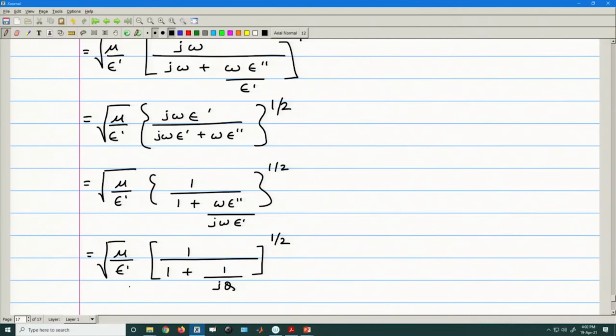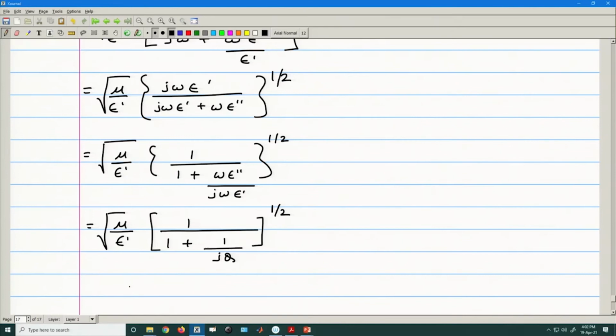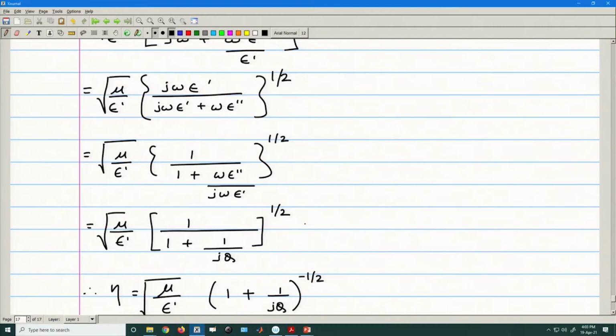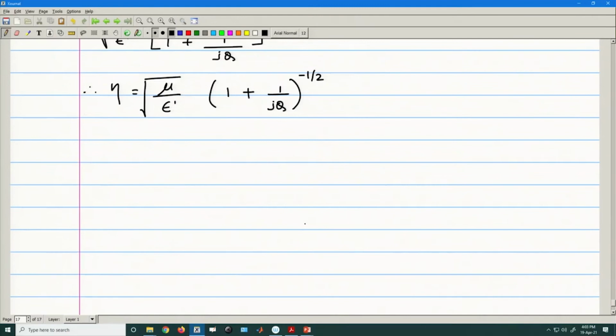Therefore we get eta as mu upon epsilon prime square root of this, and this we can write as 1 plus 1 by jq raised to the power of minus half. We just made it as raised to the power minus half. Okay. So now this will again be expanding.